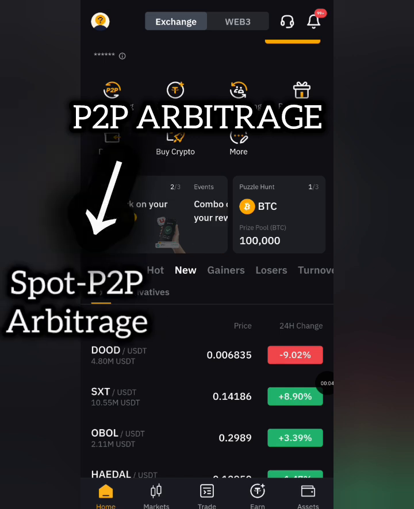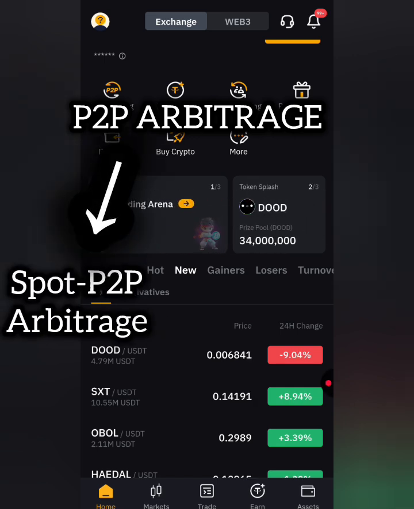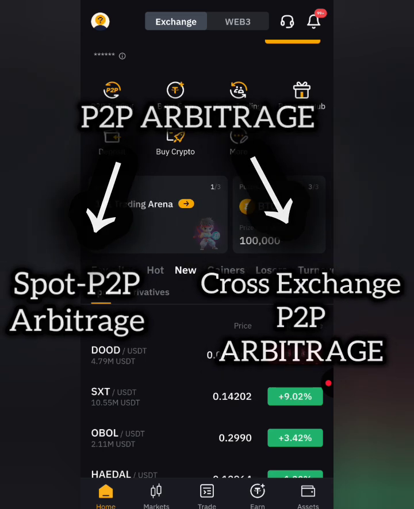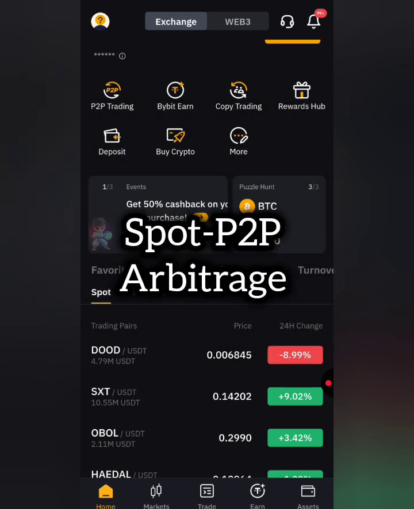So we have the spot market to P2P arbitrage. That's under the P2P arbitrage. And we also have the cross exchange P2P arbitrage. So first off, let me start with the spot market to P2P arbitrage.